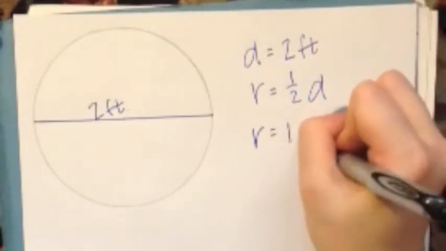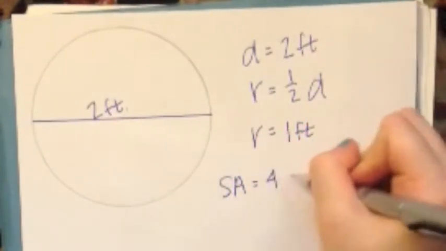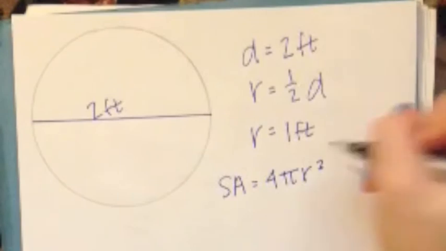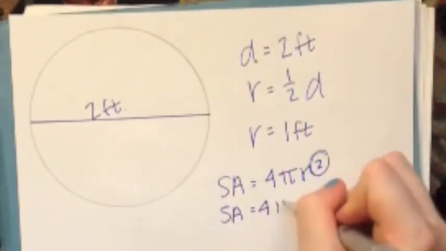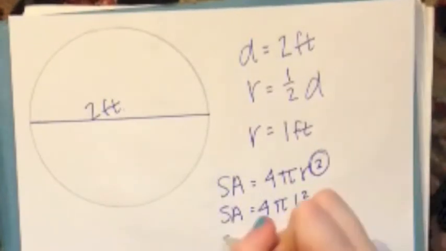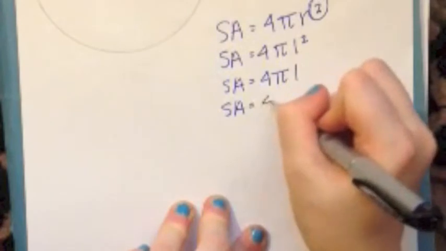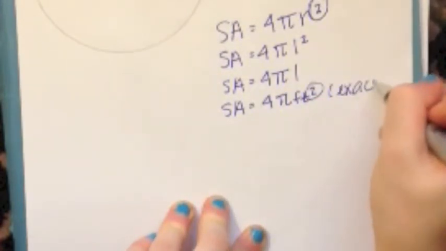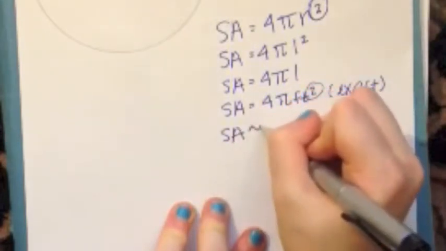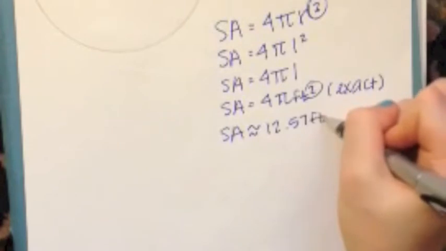The equation to find surface area is 4 times pi times r squared. Don't forget to square the radius. Since the radius is 1, we can plug that in for r. 1 squared is 1, so the surface area is 4 times pi times 1. Simplify that and you get 4 pi feet squared, which is the exact answer. But we also want to find an estimate rounded to the nearest hundredth, which is 12.57 feet squared. Don't forget the units is squared.